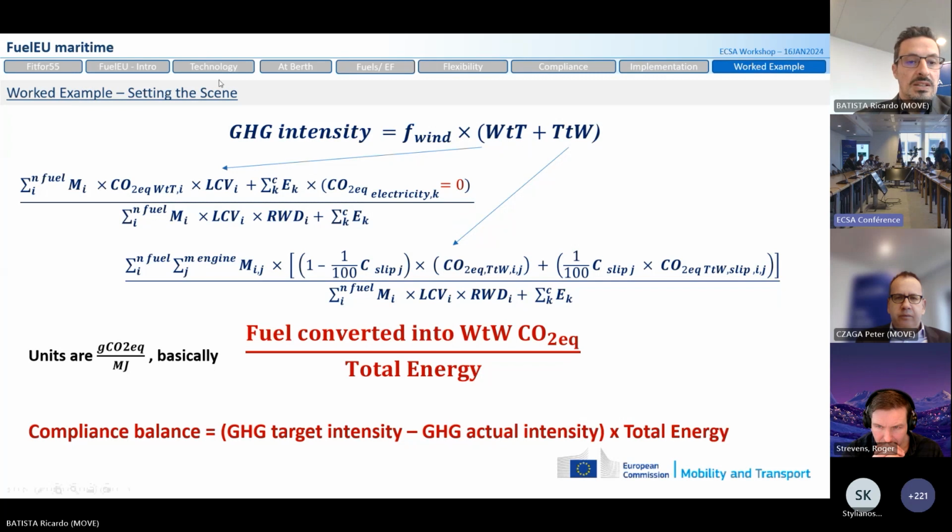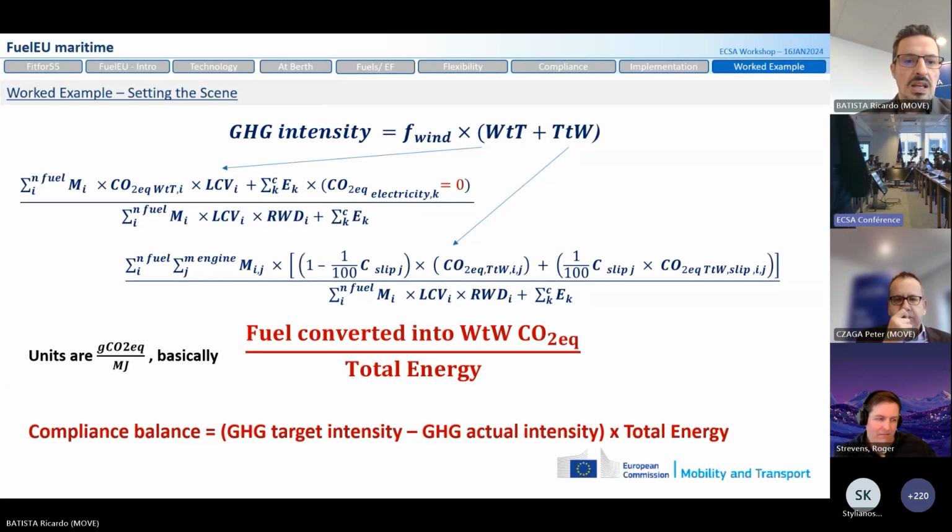When we look at the formulations, we can see that all fuel consumption will be included in the well-to-tank part, multiplied by the well-to-tank emission factors, and also the electricity-related emissions from shore power, which are given a factor of 0 as a policy measure to incentivize the use of shore power. We all know well-to-tank emissions from shore power are not 0, but this is a measure already, from 2025, to incentivize shore power connections in EU ports.